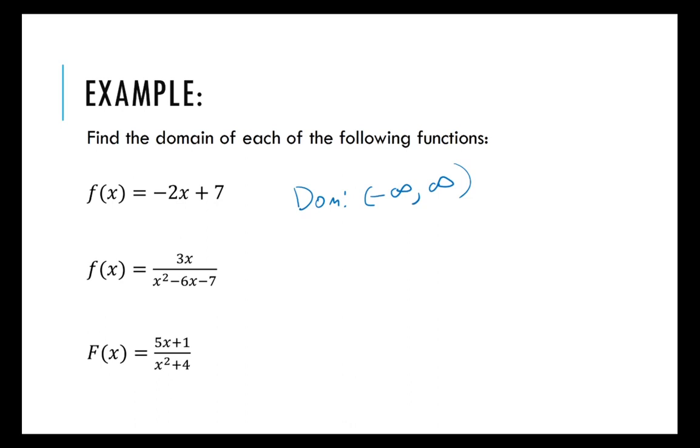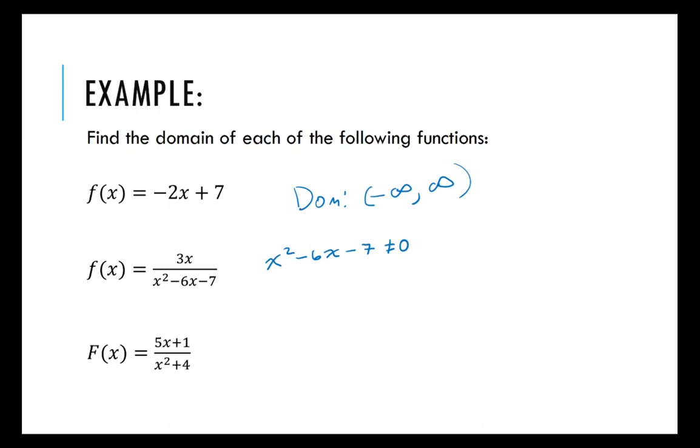Then I've got this next one, f of x is equal to 3x divided by x squared minus 6x minus 7. Do we have division by variables? Yes. This is a division bar. Fractions are division bars. And so when I'm trying to find the domain, I know that the denominator cannot be 0. And so since this thing cannot be 0, I need to kick out those values. So we need to really solve this equation.